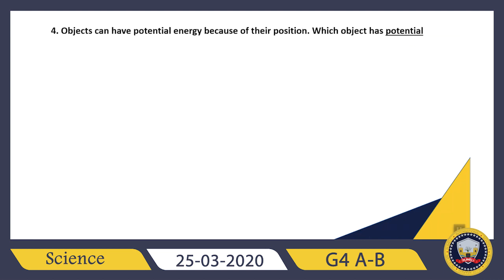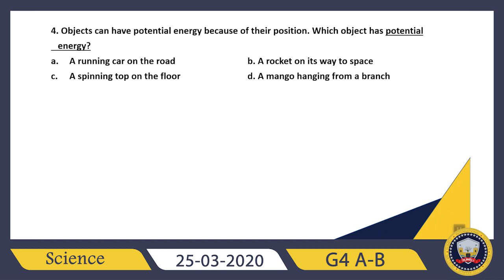Number 4. Objects can have potential energy because of their position, as we have said before about potential energy. So which object has potential energy? A running car on the road, a rocket on its way to space, a spinning top on the floor, or a mango hanging from a branch? Which one has an energy due to its position?